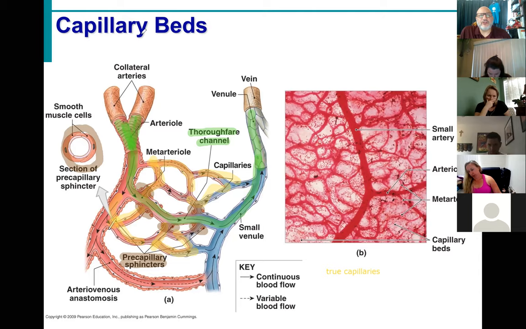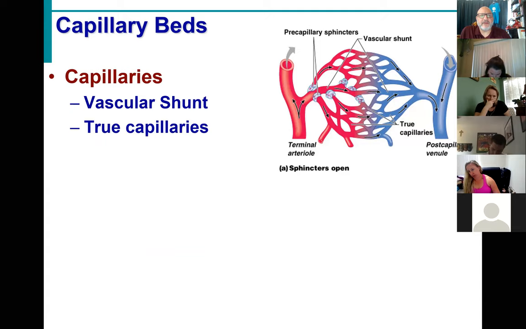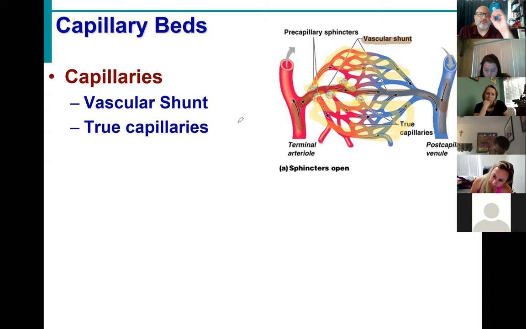Let's look at a little bit of a simpler picture. Here is a simpler picture that kind of shows the same thing. Again, notice we have our arteriole. We have our venule, and we have that thoroughfare passageway, or what is also known as the vascular shunt, that connects the two together. We then have our true capillaries that come out and form this elaborate bed-like structure. And the passageways to the true capillaries are controlled by these pre-capillary sphincters. Little smooth muscle valves. And they regulate the flow of blood into our true capillaries.